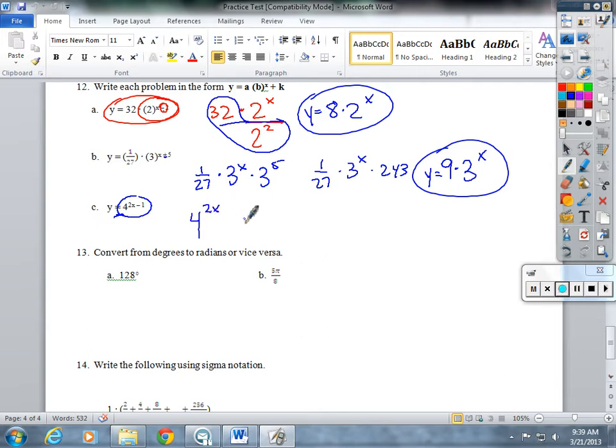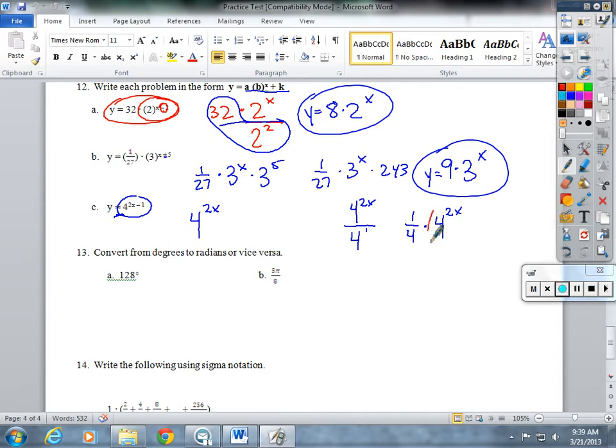Whoops, let me start over here. We have 4 to the 2x divided by 4 to the first. Well, dividing by 4 to the first is just like saying 1/4. So if we want it in a times b to the x, we need to write 1/4 times 4 to the 2x. And now we still don't have a times b to the x. We have a times b to the 2x.